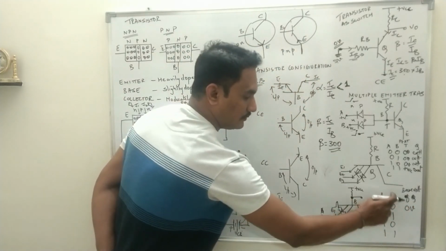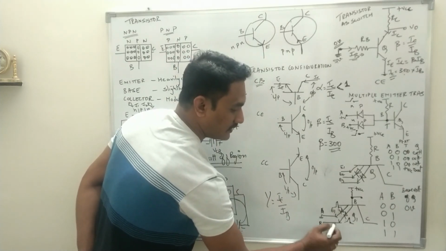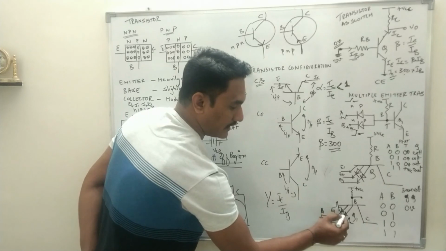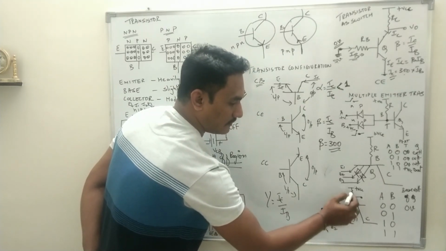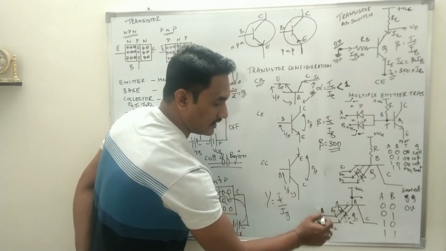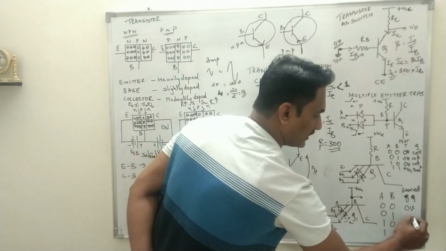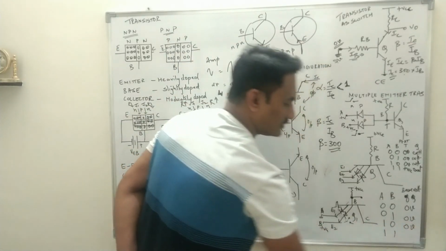Similarly, A 0, B 1, A is still grounded, B will be plus VCC. So now the upper diode is forward bias, lower diode is reverse bias. If any one of the diodes is forward bias, current will flow through that diode to ground. Base will be connected through the diode to ground. So base voltage will be 0 volt. For 1 0, the same condition will prevail, 0 volt.